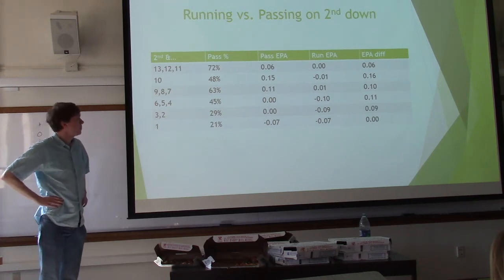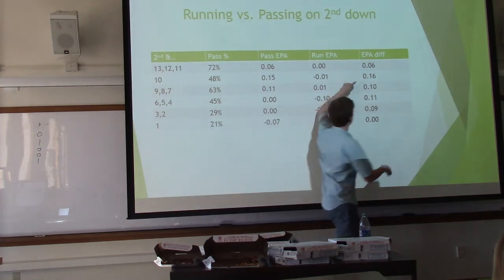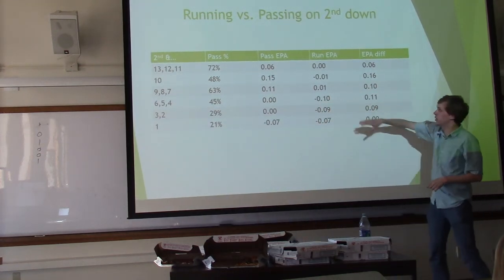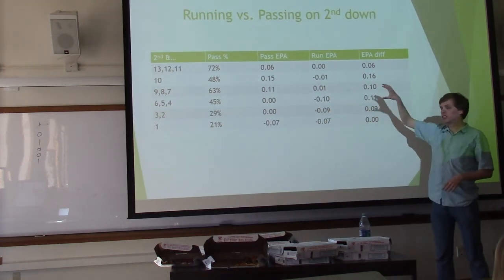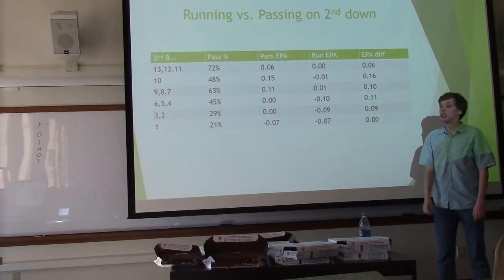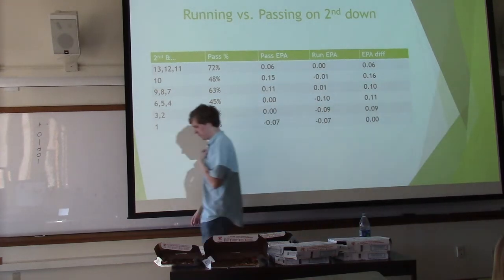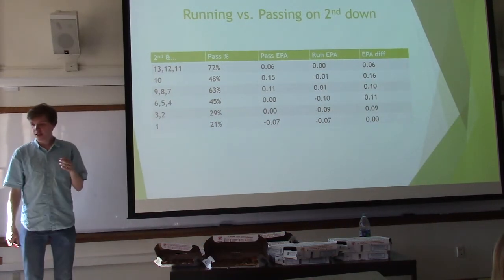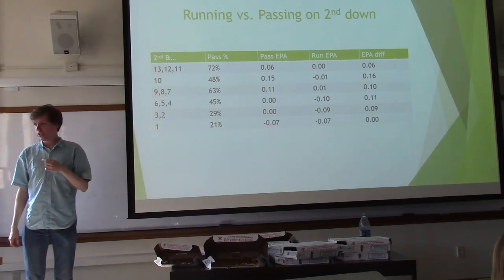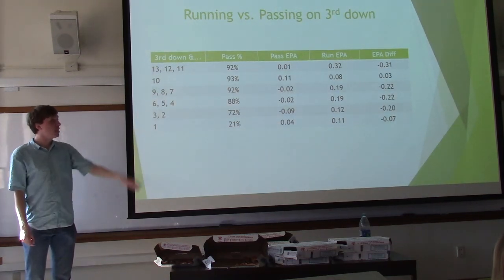Anyway, we can see all the way through here, this is giving you the EPA difference between a pass and a run. Passing is consistently better than running on second down, all the way down to second and 1, where it kind of evens out. So yeah, next slide. Okay, here on third down we see actually a complete reversal.